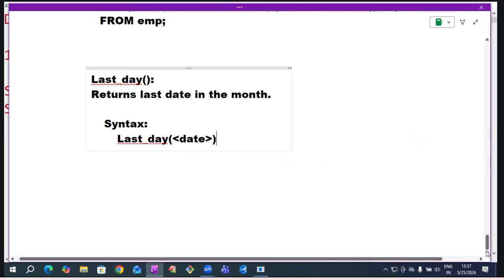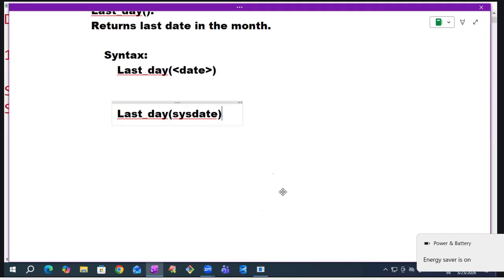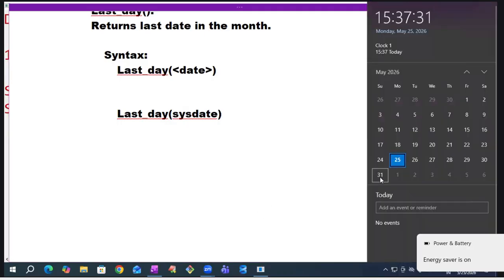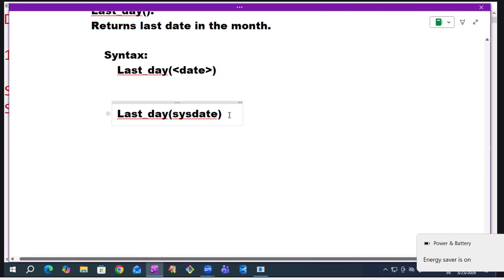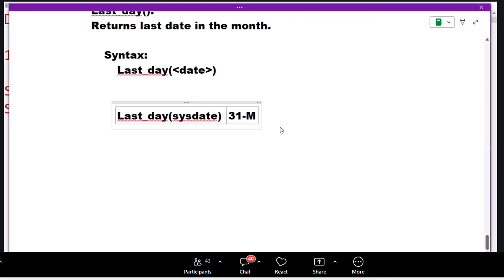See one example here. For example, I'm writing last day of sys date. Today's date falls under the May month. In the May month, we get the last date. In the May month, the last date is 31. We get 31st May. In the May month, I'm getting the last date.